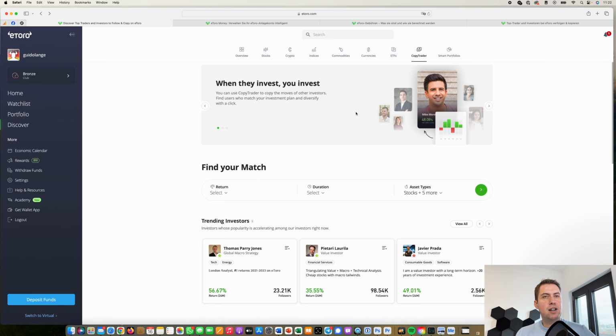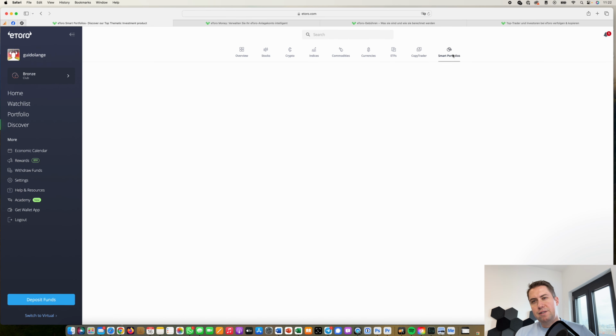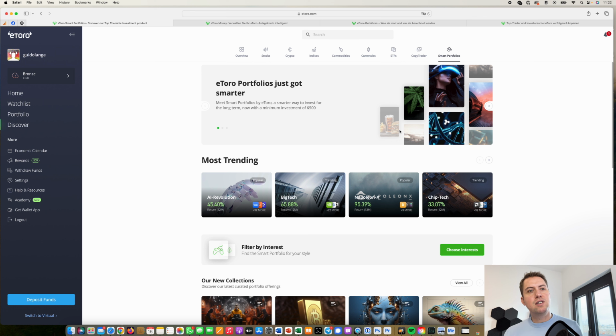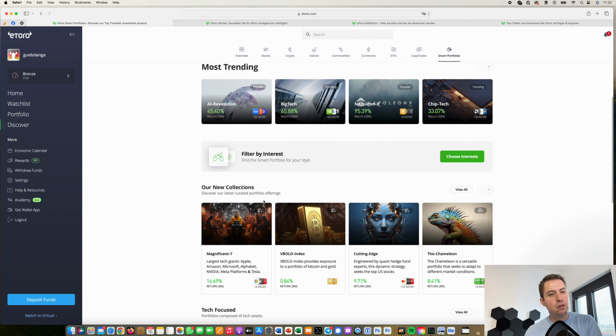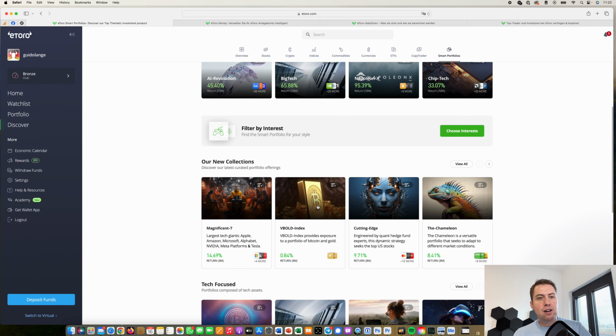That's basically it. And you have something called smart portfolios. So let's say you want to invest in AI companies or big tech. They have portfolios for you where you can invest, and they automatically buy these stocks for you and keep track of the portfolio. So it's also quite convenient if you are long-term oriented.